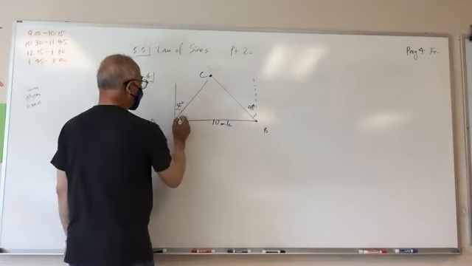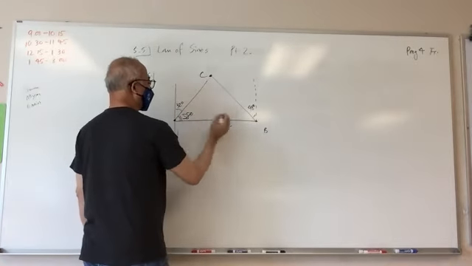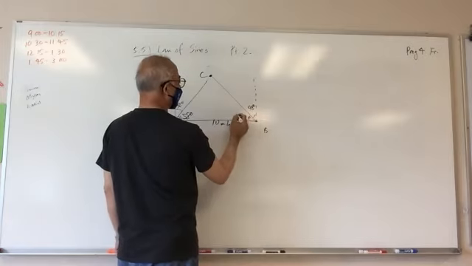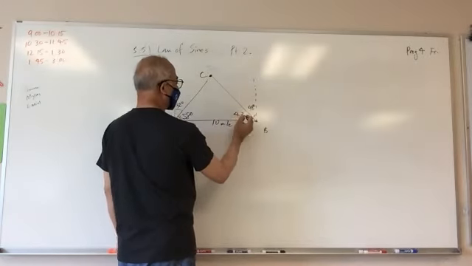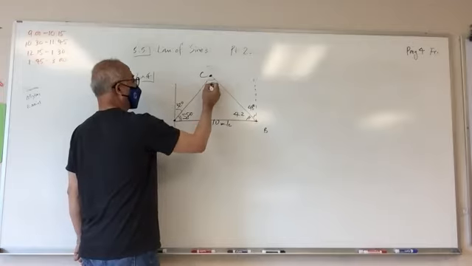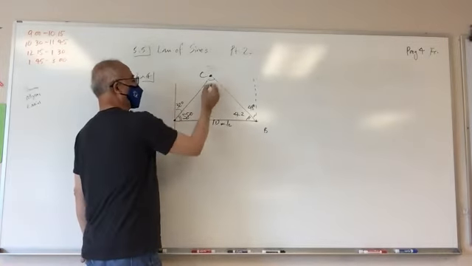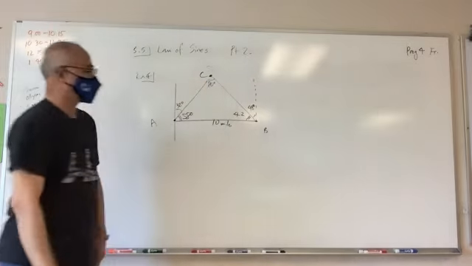So this angle is what? 58. This angle here is 42, right? Which will make this angle what? 90. Wait. No. That's 80. Yeah, 80. I was adding when you said 90.